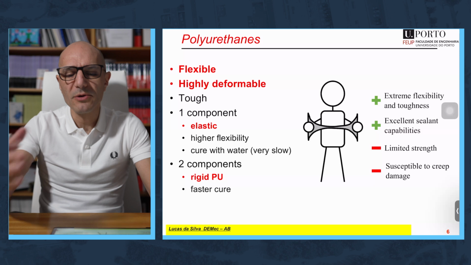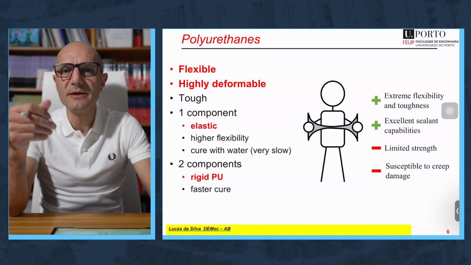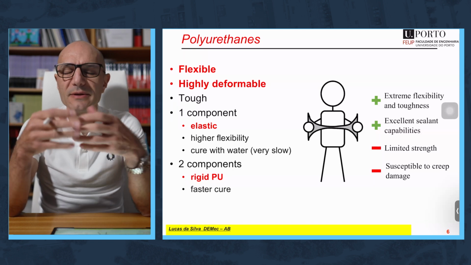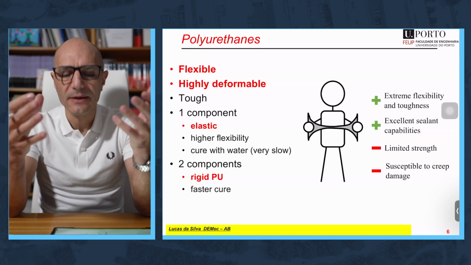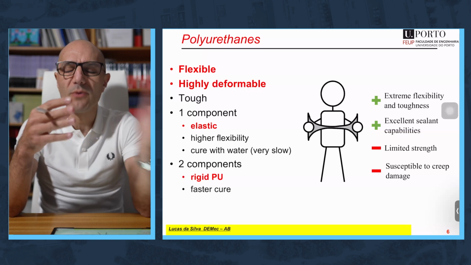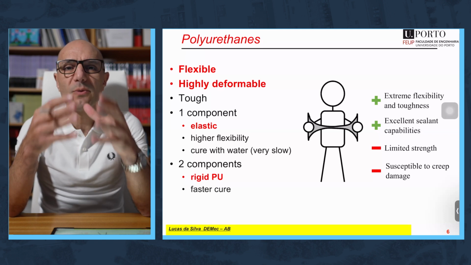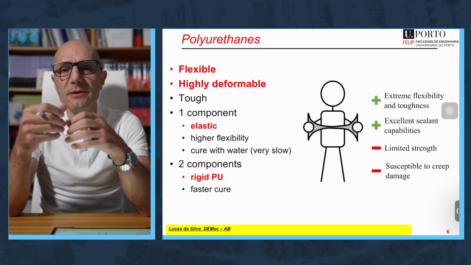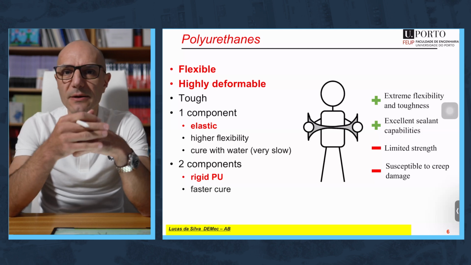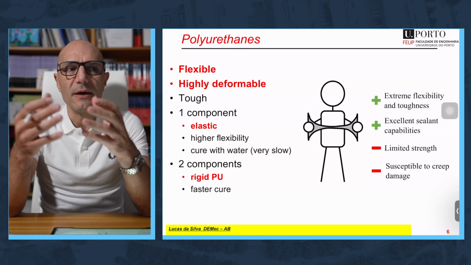Then you have the polyurethanes. Polyurethanes, the key word is flexibility and deformability. They are so deformable, they are even called elastic adhesives. And you have of two kinds. You have the polyurethanes that are one part and the polyurethanes that are two part. And the ones that are really elastic are the ones that are one part. The two-part polyurethanes, they are still very deformable, but not as much as the one part.